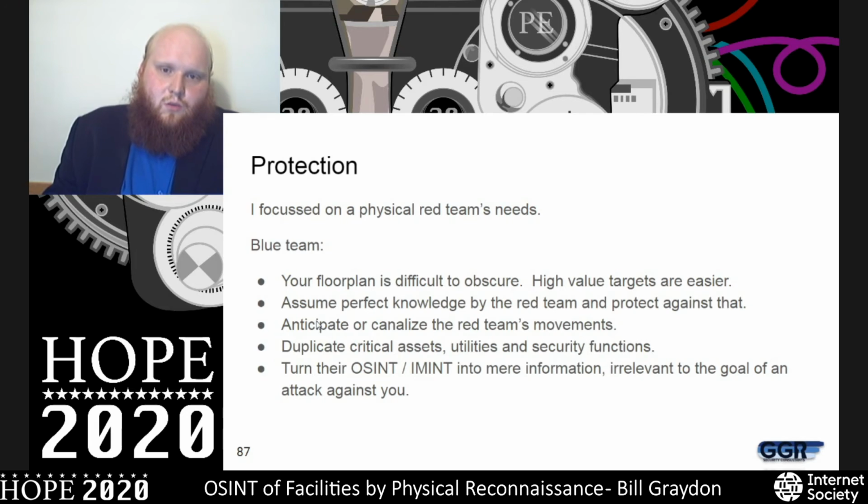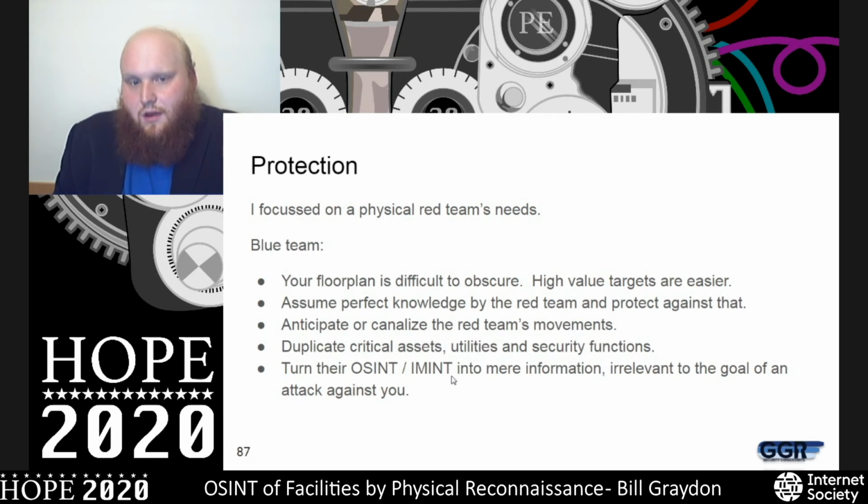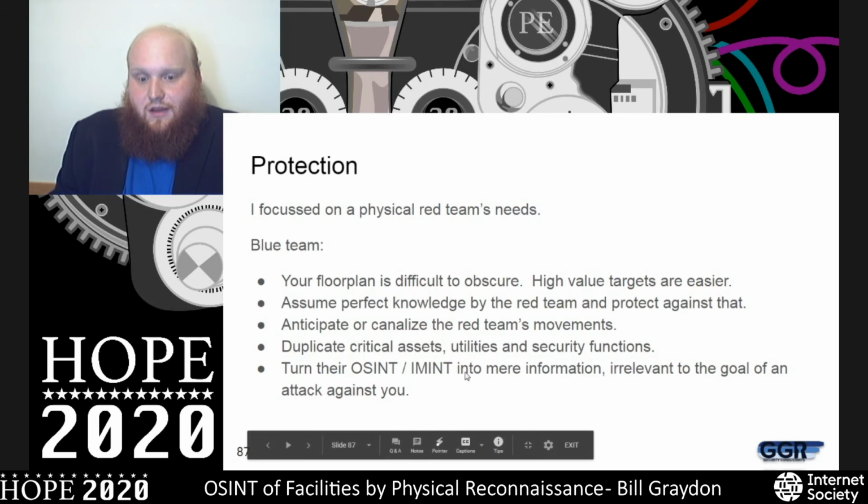Based on the information that would be available to a red team or to a real threat, you can anticipate their actions based on what they might do with that information, and you can also set up your facility to canalize their actions, to force them to take a single path that you can then more heavily protect. You want to duplicate critical assets as well, and your overall goal as a blue teamer protecting against these techniques is to turn their open source and imagery intelligence into mere information that might be interesting, but it will be ultimately irrelevant to their goal of an attack against you.